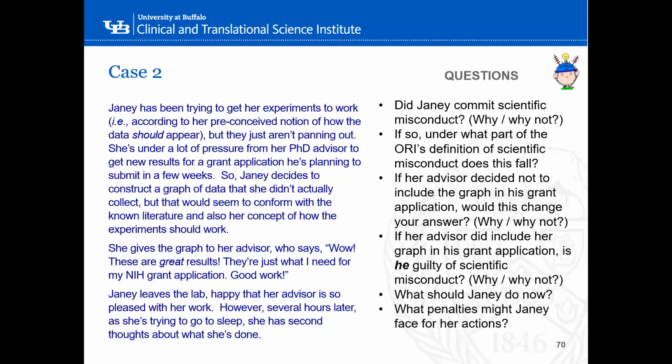Let's go on to case number 2. And by the way, any of these names, I just picked them at random. I'm not picking on any person really named John or Janie, okay?